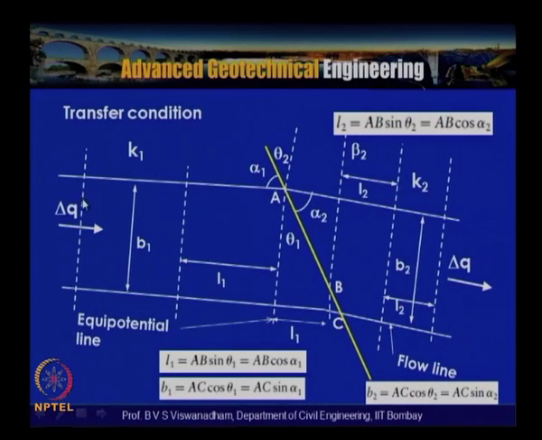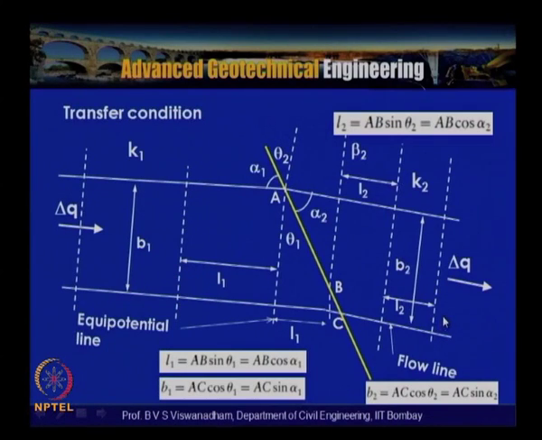Now here the distance between two flow lines is represented as B1, and the equipotential lines are shown as the broken lines here, and these are after deviation. Here B1 is this dimension between two flow lines, and L1 is the dimension between two adjacent equipotential lines on this side of the boundary.